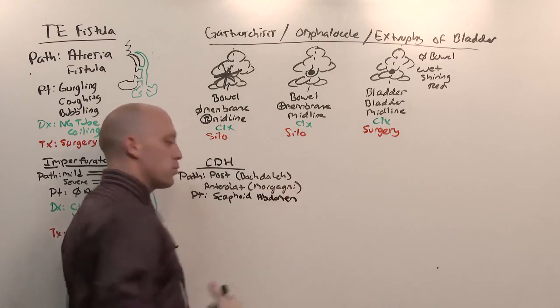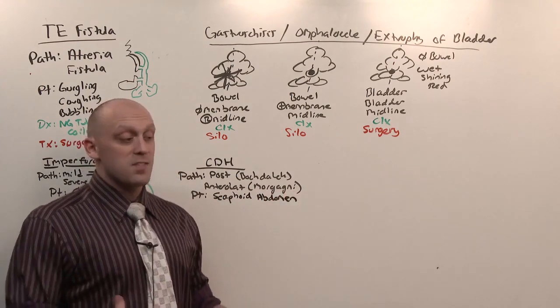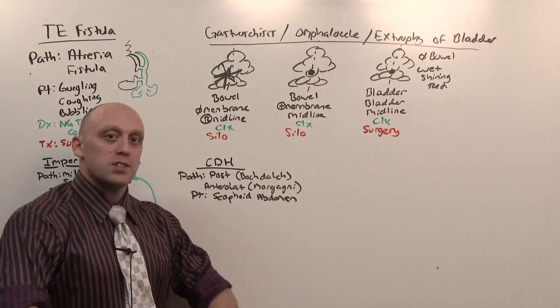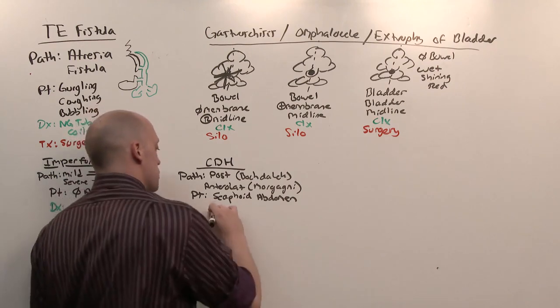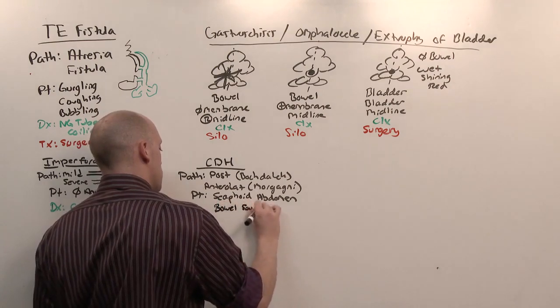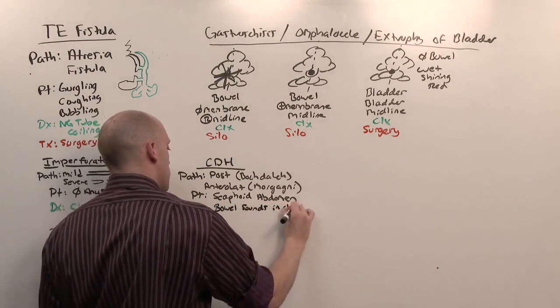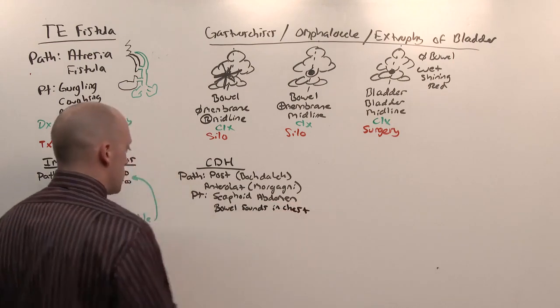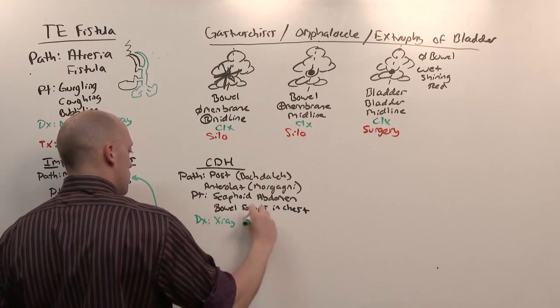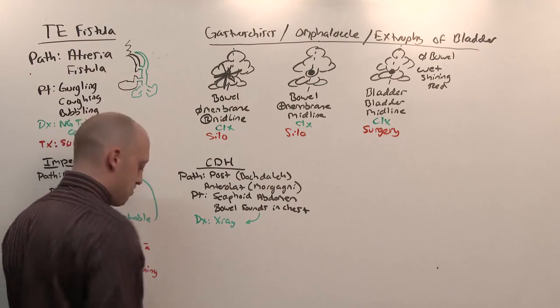Babies' bellies are usually protuberant, full of bowel. If instead all the bowel is in the chest, the abdomen is going to be scaphoid because there's nothing there. And if you listen to lung sounds, you're going to hear bowel sounds in the chest. This diagnosis is confirmed by getting an X-ray, and you see bowel in the chest.